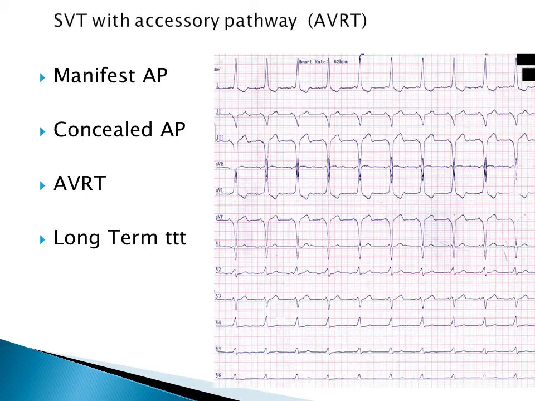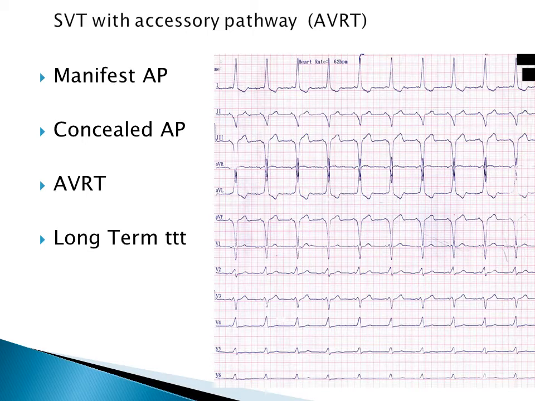Acute therapy of a narrow-complex tachycardia or supraventricular tachycardia in a patient with known accessory pathway, either manifest or concealed, will be the same. So vagal maneuvers, adenosine, beta blocker, and calcium channel blocker, or DC shocks. There is no difference in treatment as long as it is narrow complex tachycardia. Long-term treatment will be a bit different.